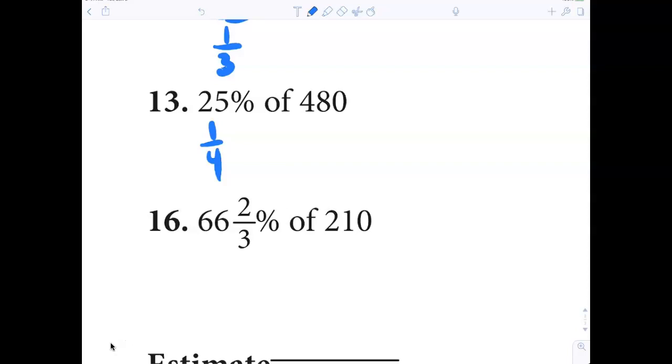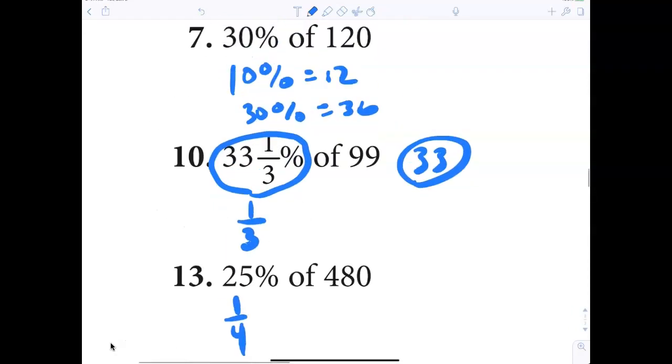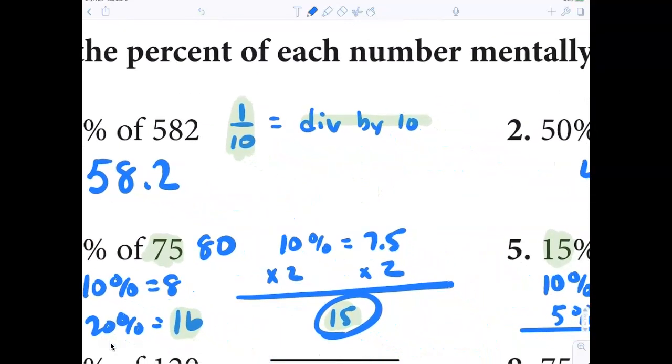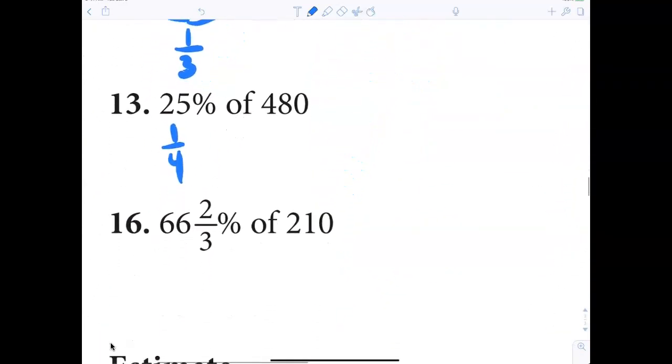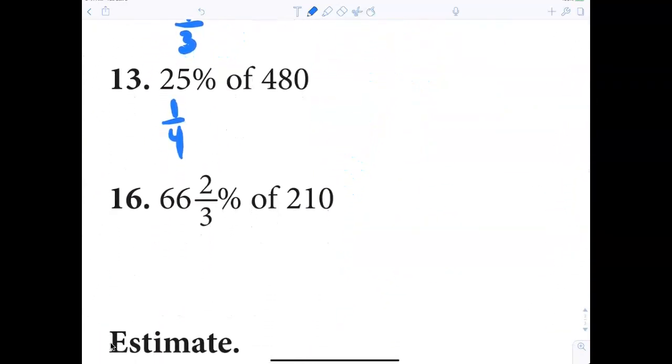What does 1/3 mean? I said it at the very beginning. 1/10 means to do what? Divide by what? Divide by 4. Now divide that by 4. But you forgot the 0. 120. All right, 1/4 of 480 is 120.